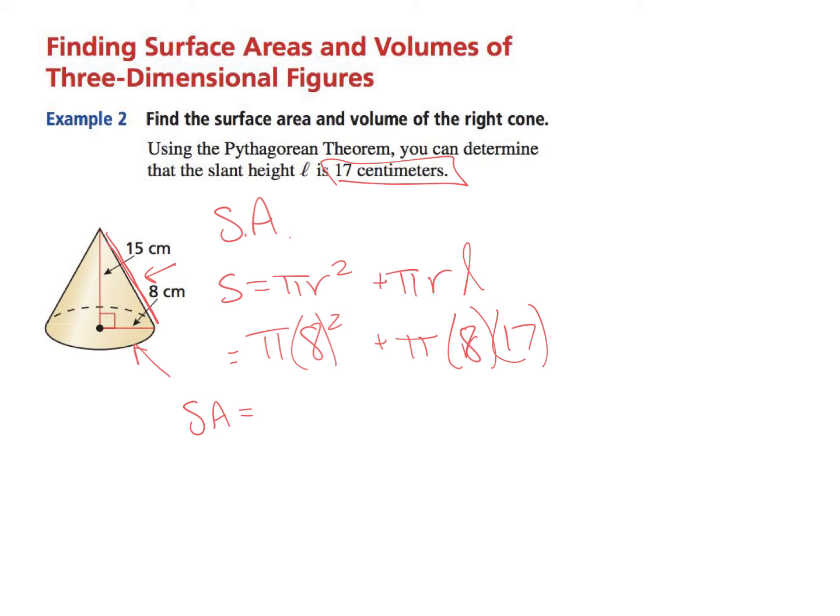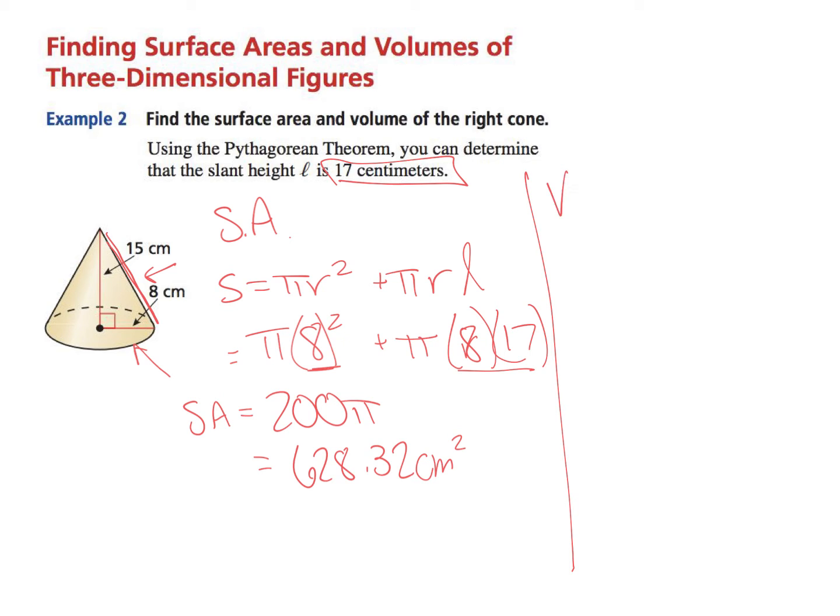So the surface area, plug it into your calculator. You should get 64 pi here, and 8 times 17 is 136. Add those together, you'll get 200 pi. And then when you multiply the pi through, you'll get 628.32, and that would be area. So that would be centimeters squared, or if you wrote it in words, it would be square centimeters. Okay, that's surface area. Now let's look at volume.